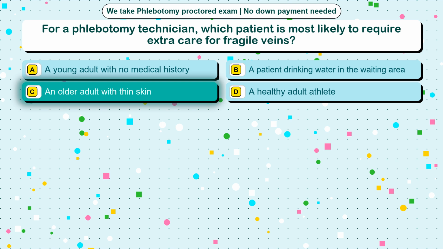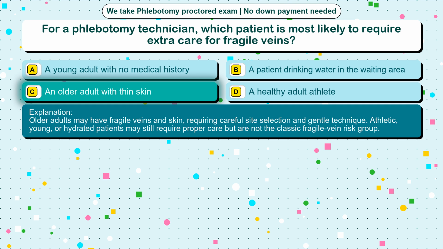The correct answer is option C. An older adult with thin skin. Older adults may have fragile veins and skin, requiring careful site selection and gentle technique. Athletic, young, or hydrated patients may still require proper care but are not the classic fragile vein risk group.